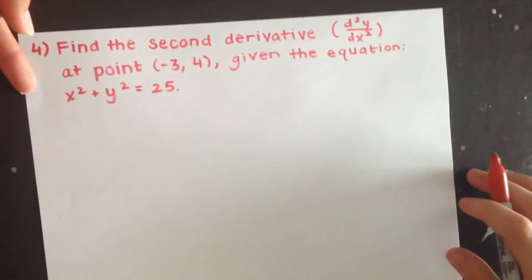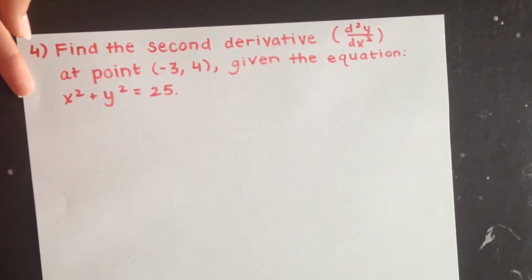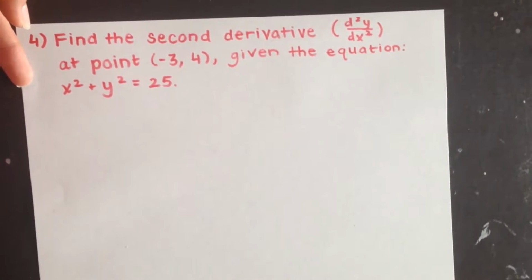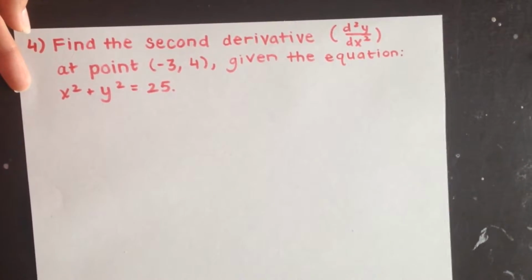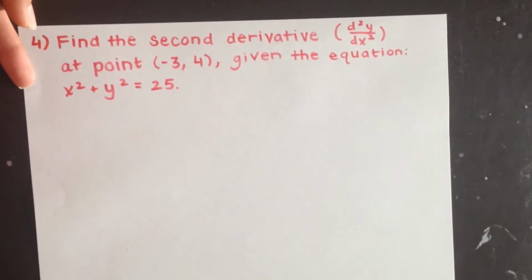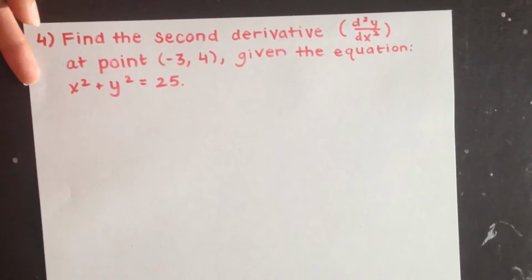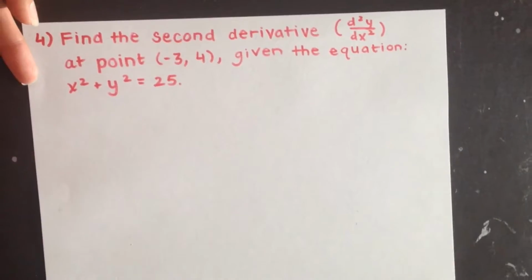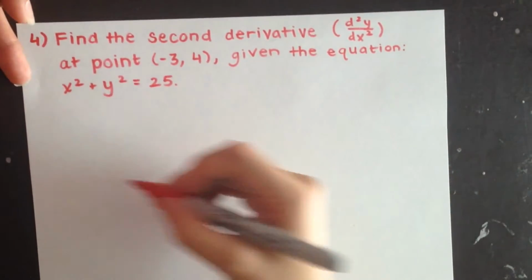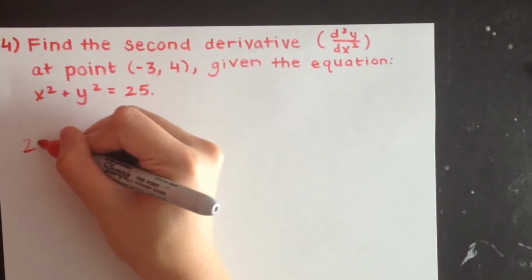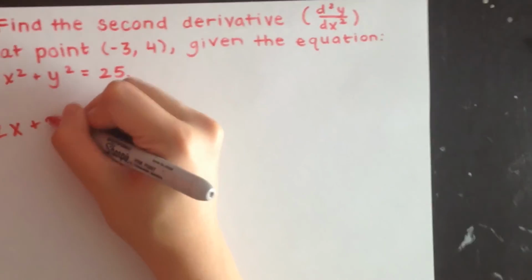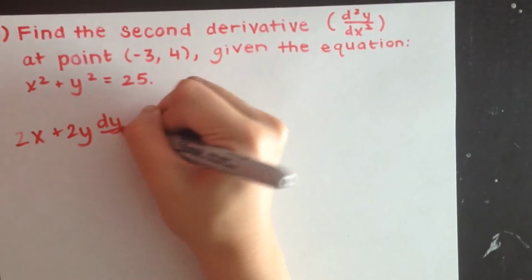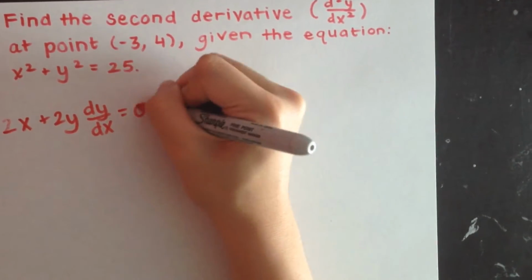For our last example, we're going to find the second derivative at point negative 3, 4 with the given equation x squared plus y squared equals 25. So first we have to find the first derivative, and in order to do that, you just implicitly derive, like we have been doing: 2x plus 2y dy dx equal to 0.